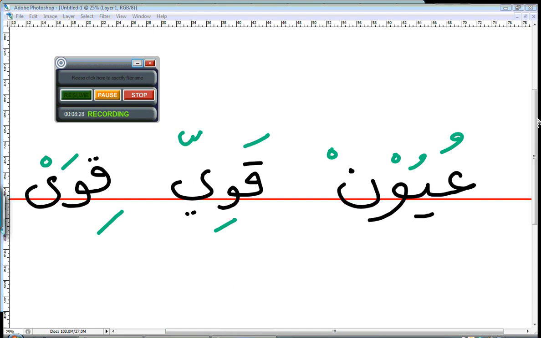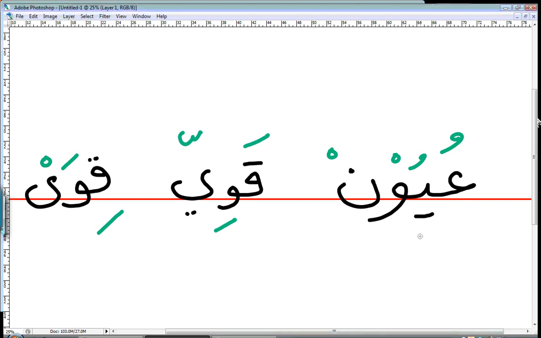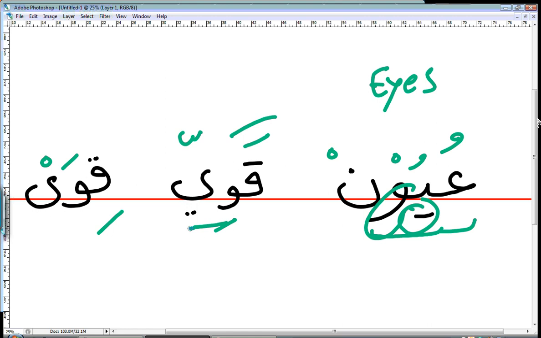Very fast, because I'm running out of time. This is uyun. The stretching is on the ya here, using the waw. It's uyun, which means eyes, the plural of ayn. And this one is qawi. There's no stretching here.